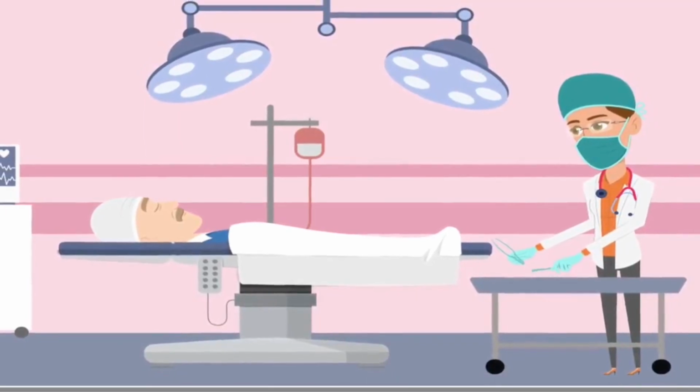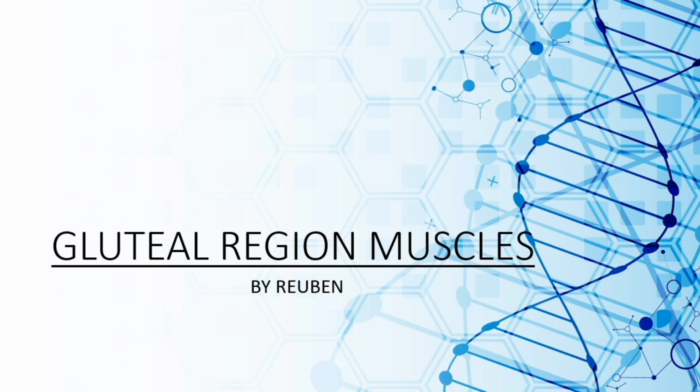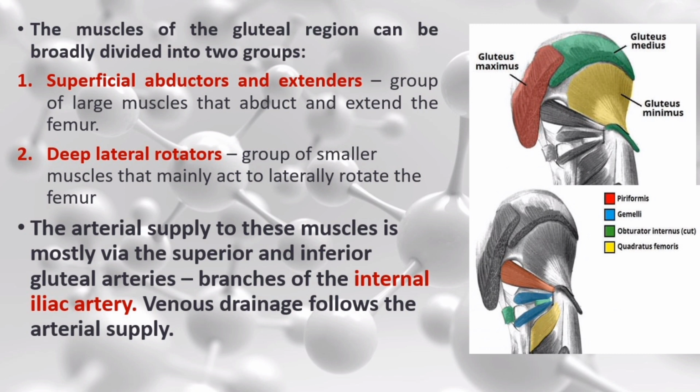Without further ado, let's dive into today's topic: muscles of the gluteal region. The gluteal region is an anatomical area located posteriorly to the pelvic girdle, at the proximal end of the femur. The muscles in this region move the lower limb at the hip joint.